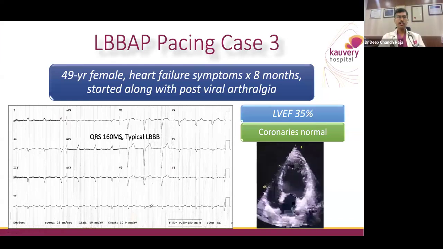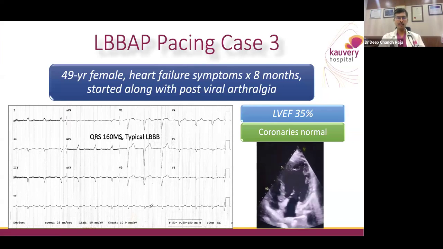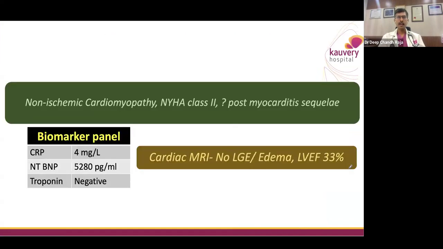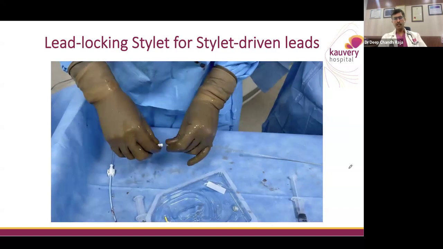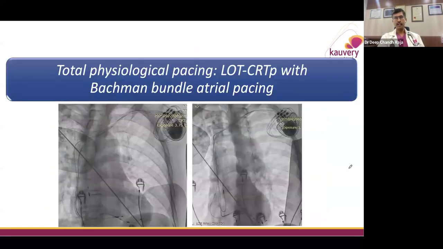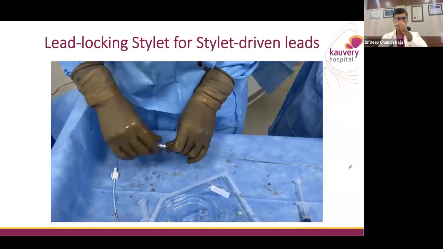Yeah. So this is a 49-year-old female with heart failure symptoms, started with post-viral arthralgia, looked more like a post-infective sequelae. The patient had a typical left bundle branch block and a QRS of 160 milliseconds. Coronaries were normal, left ventricular ejection fraction was down. We did run a biomarker panel, which was all negative except for the high BNPs. So eventually we thought this was a case of complete left bundle branch block and non-ischemic cardiomyopathy because of a post-infective sequelae. We ended up giving the patient a left bundle branch pacing lead along with the coronary sinus lead, what we call the CS lead, showing you a few steps here.